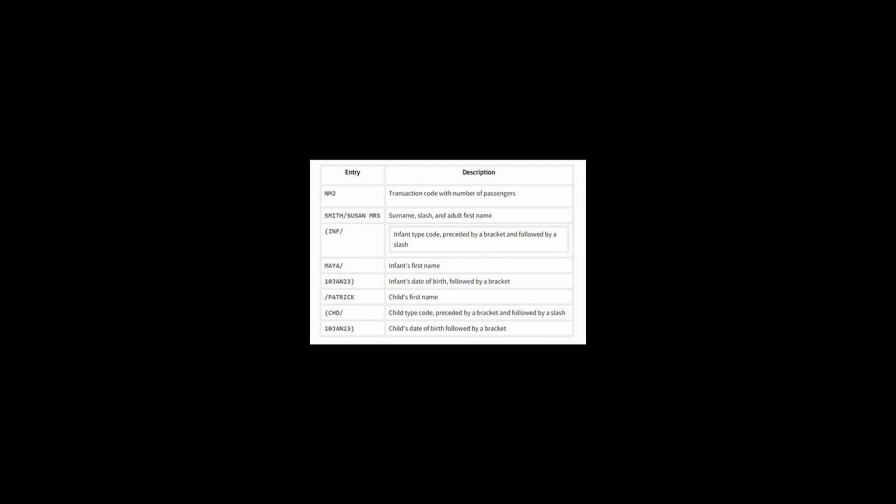Infant's name, first name, example is Maya, and then slash. There's no space. Infant's date of birth followed by a bracket: 10 Jan 23 bracket. No space again.